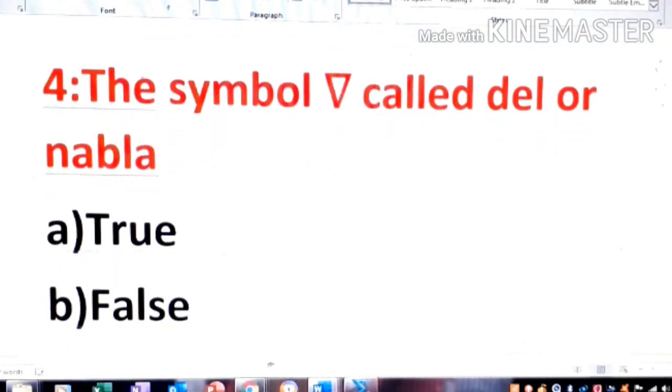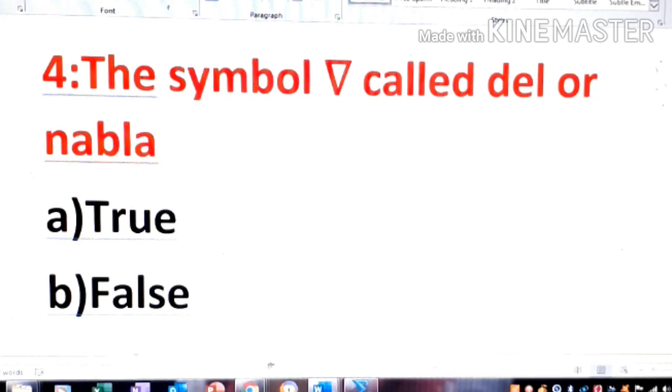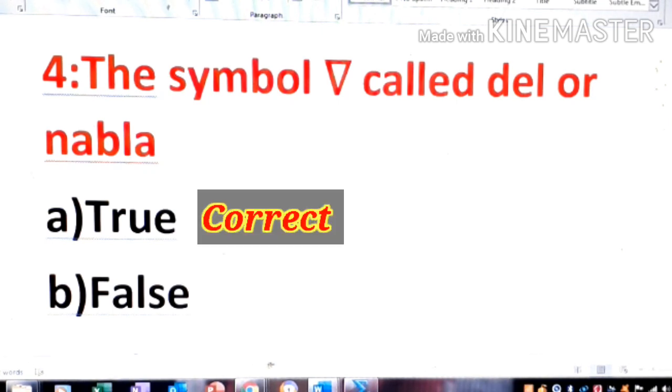The symbol del is called del or nabla. Option A, true. Option B, false. Here the correct answer is option A, true.